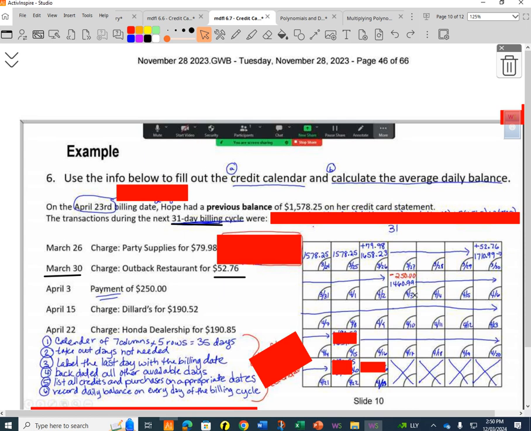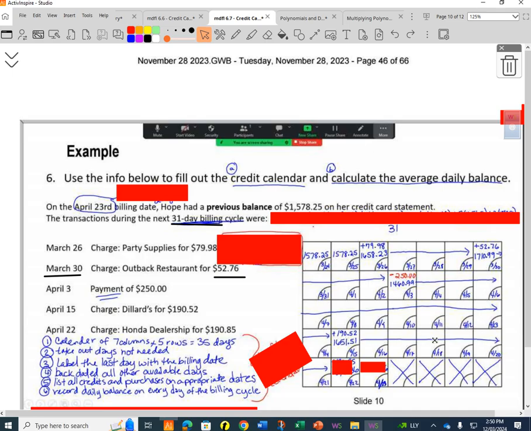$1,460.99. And it stays that until the next activity on her account, which is where she spent $190.52 at Dillard's on April 15th. So for the rest of this week and all the next until you get to the 15th of April, her balance was $1,460.99, but starting on April 15th, she made another charge, so you have to add that to that balance, and so now she owes $1,651.51. Her balance does not change until April 22nd, where she charges something else.